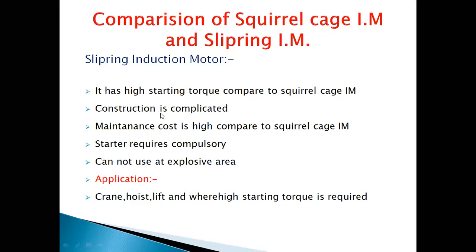But its construction is complicated because there are additional slip rings and the brushes will be needed, and its maintenance cost is high because when we are using the slip rings and the brushes they will need the regular maintenance. We can say here we will require a starter, and we are seeing the three-phase squirrel cage induction motor will not need a starter. So if you see about the slip ring it will need the starter compulsory. We cannot use a slip ring induction motor at an explosive area.